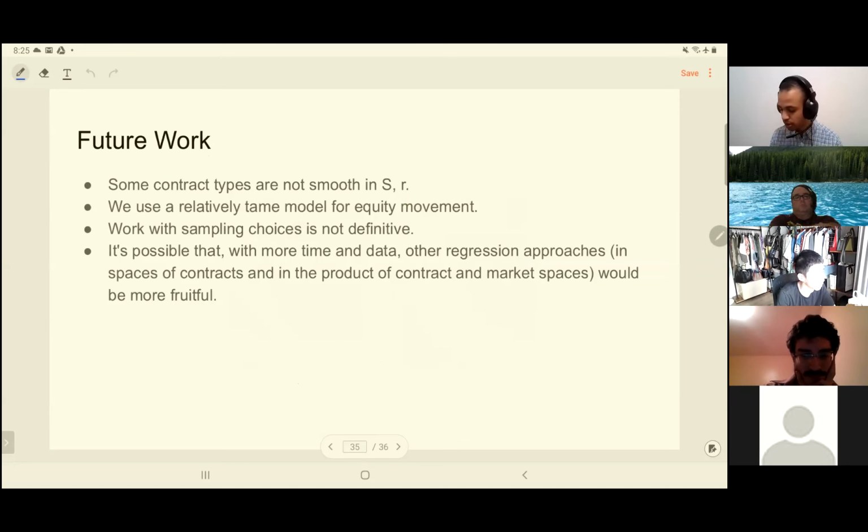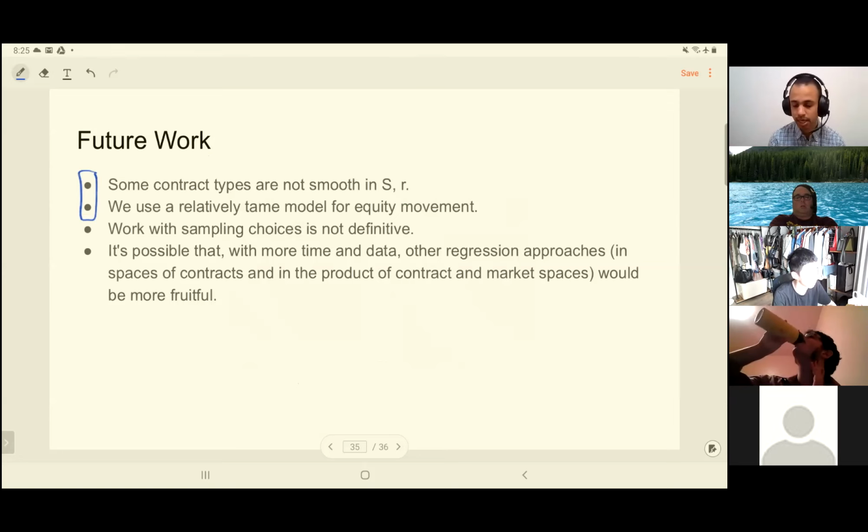Okay, so just some notes about limitations of this stuff and how future work might be different. The first two notes are just about the model that we were working with. Really, it was a toy model. The contracts that we were looking at actually do seem to be smooth in S and R, at least over the domains that we're looking at.